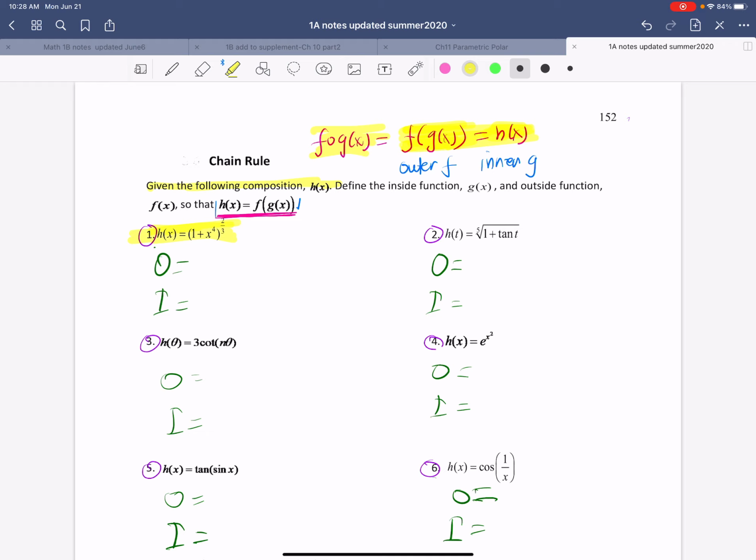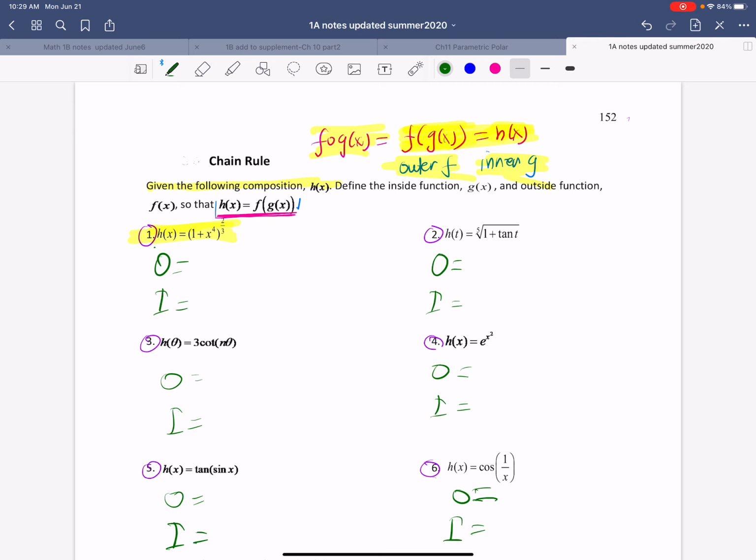It can be written as a function h of x. So h of x function is composed of two different functions. It can be composed of 3, 4, or 5 different functions. So first we're going to look at a few examples and we're just going to try to identify which one is the outer function and which one is the inner function. So here's a couple of examples.